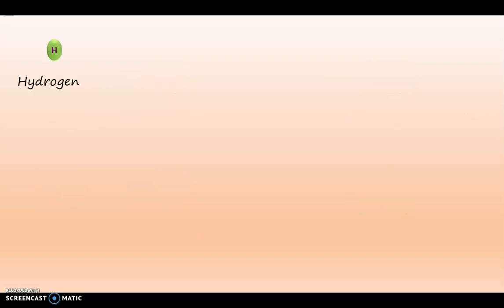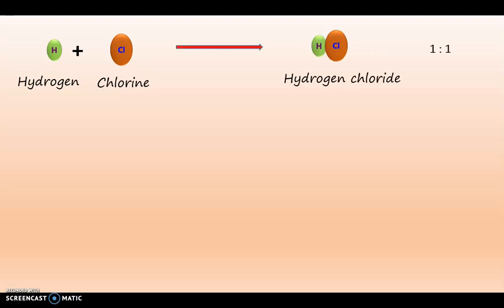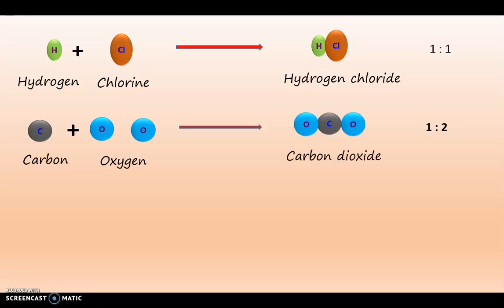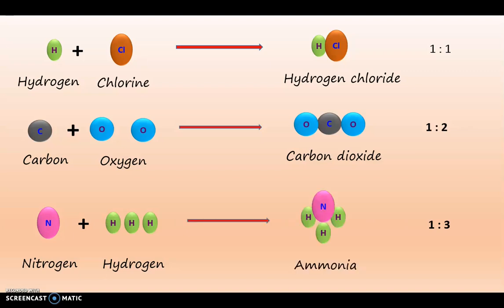Atoms combine with one another in simple whole number ratio to form a compound. For example, hydrogen and chlorine combine in 1:1 ratio to form a molecule of hydrogen chloride. Similarly, carbon and oxygen combine in the ratio 1:2 to form a molecule of carbon dioxide. Also, nitrogen and hydrogen combine in the ratio 1:3 to form a molecule of ammonia.